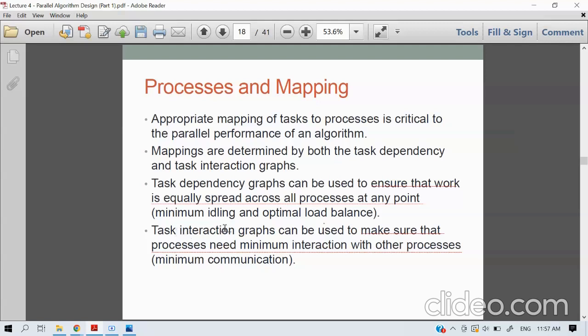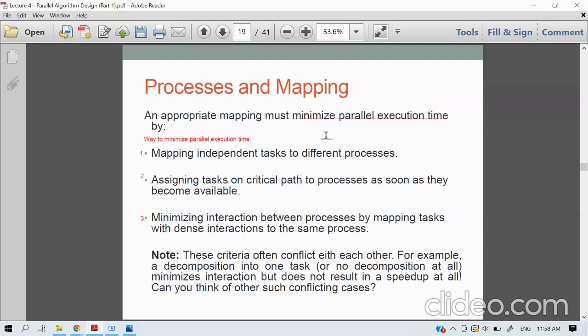So another one is task interaction graph. So it is used to make sure that the processes need minimum interaction with other processes or not. So you can reduce the communication by looking at the task interaction graph. So then you can do the mapping. Okay. So an appropriate mapping, actually when you do the mapping actually must minimize the parallel execution time. Kalau you buat mapping tapi tak minimize, baik tak payah kan.